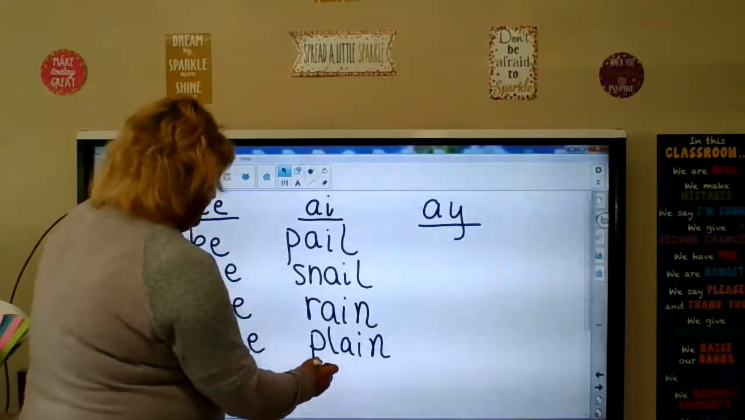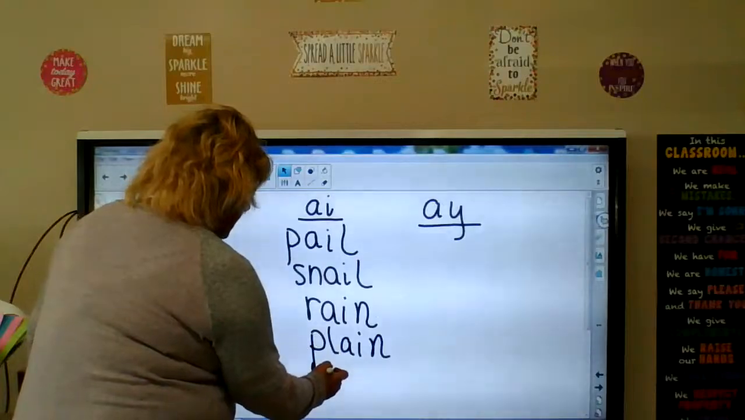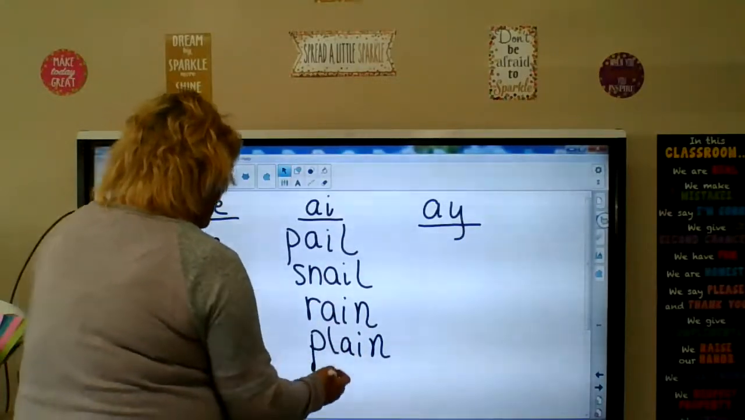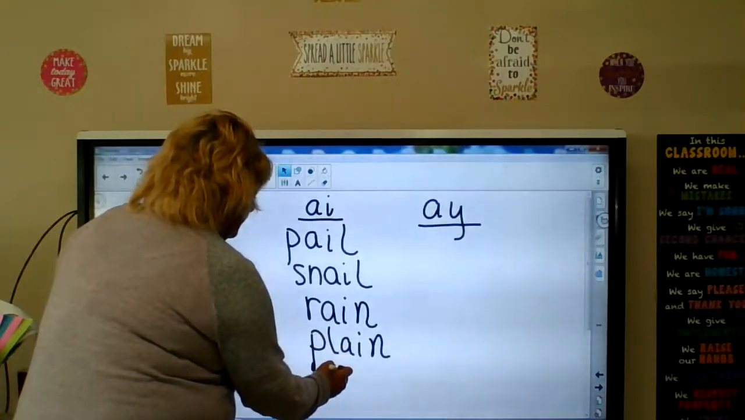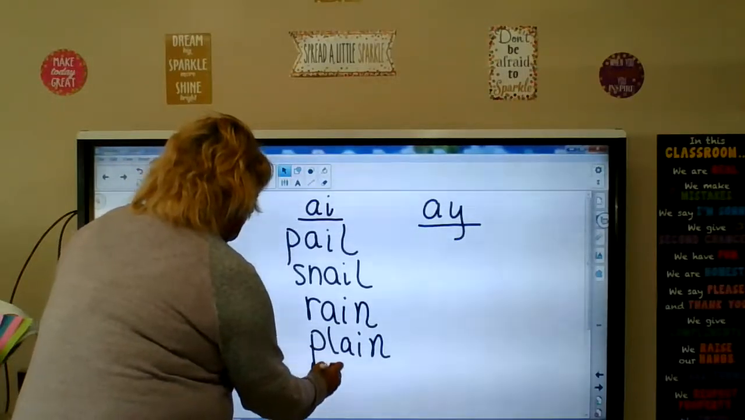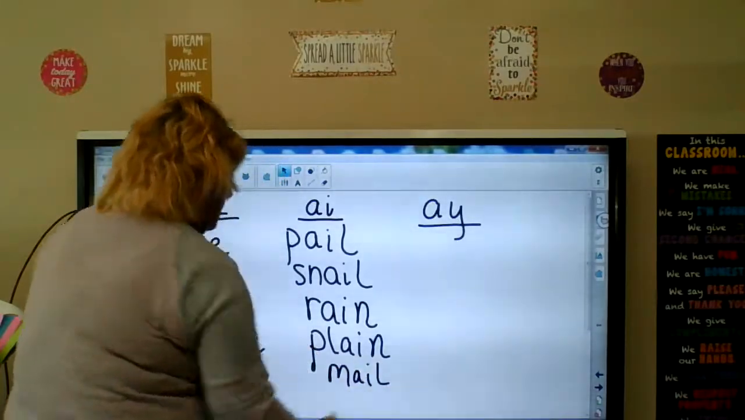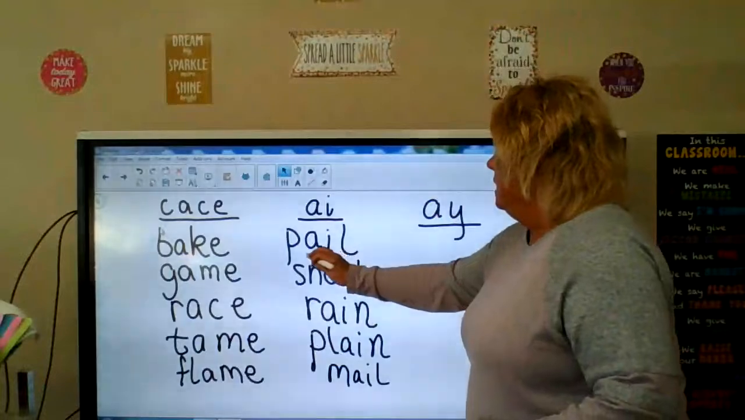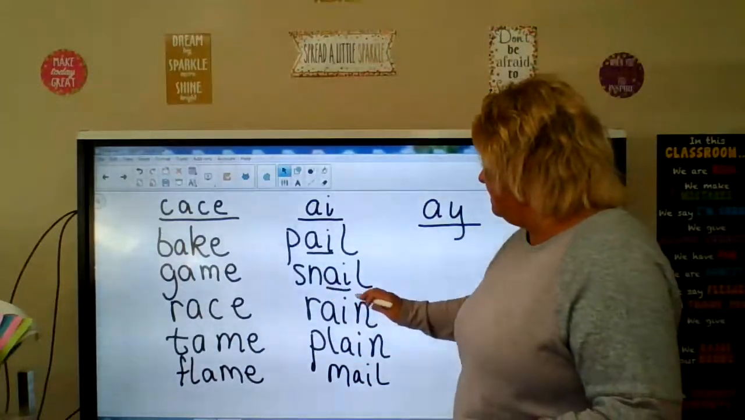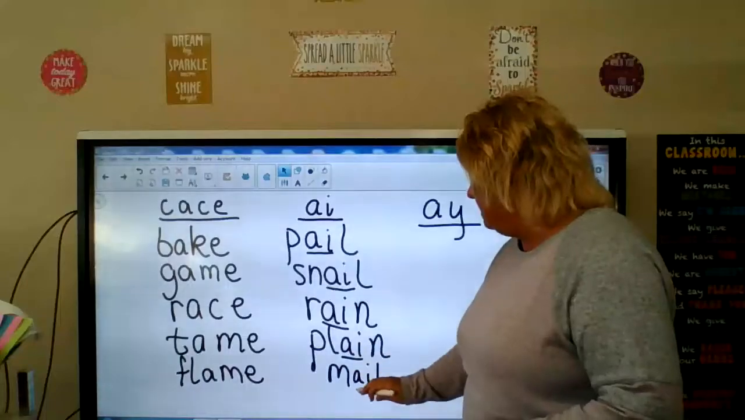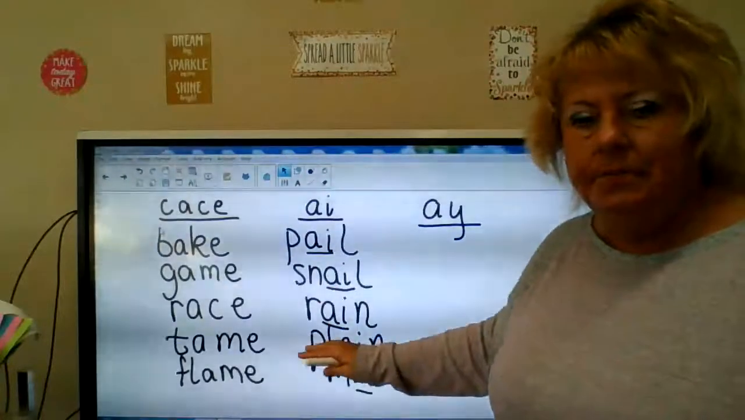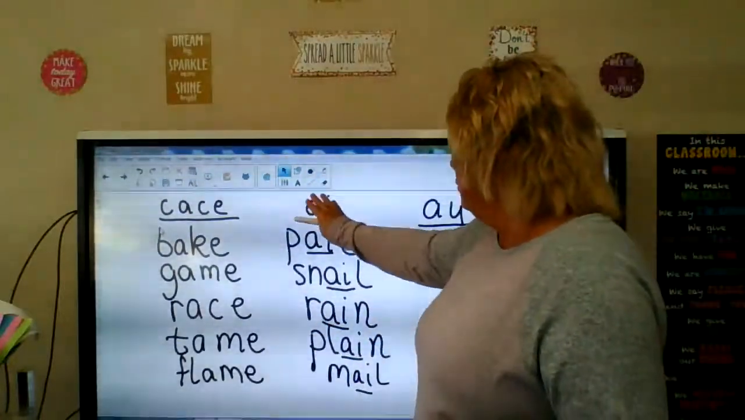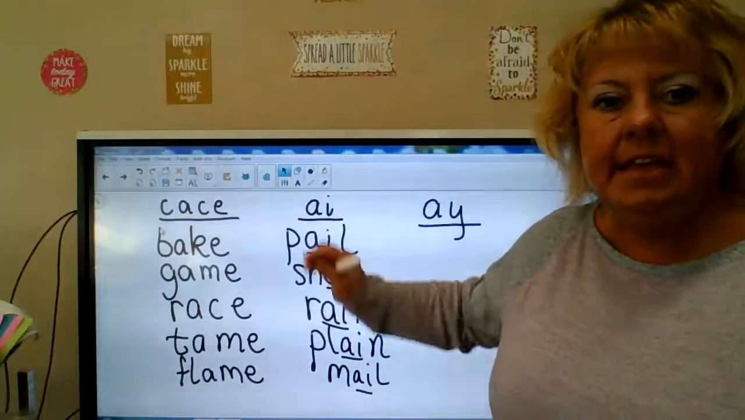Pail, snail, rain, plane, mail. AI says A. AI says A. AI says A. AI says A. AI says A.